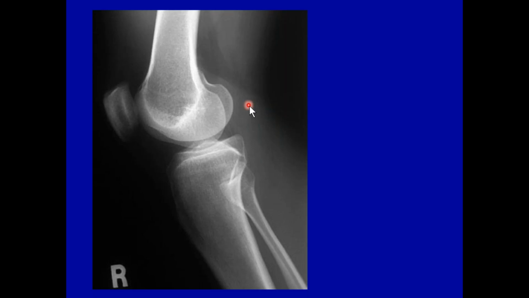So to avoid that, we have to tilt our tube 10 degrees cephalically is what I teach, 5 degrees on the AP view, 10 degrees on the lateral. And I said just a moment ago, if there was no abnormality with the patella on the lateral examination, that wouldn't warrant a skyline view.